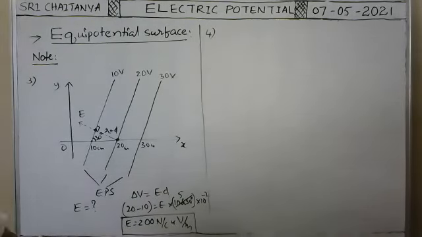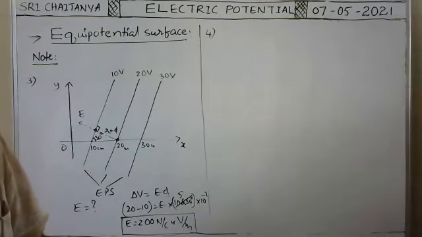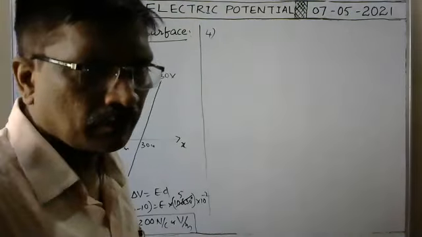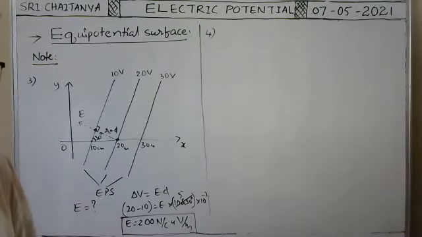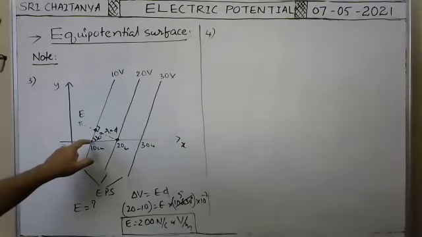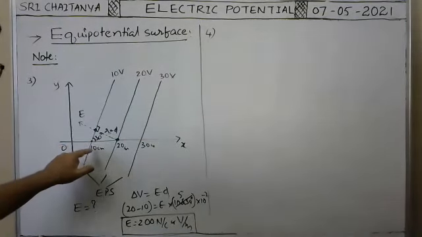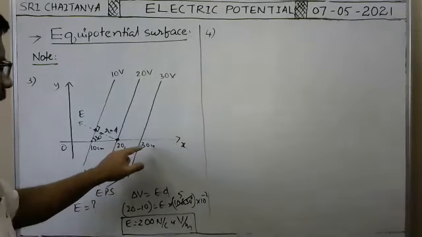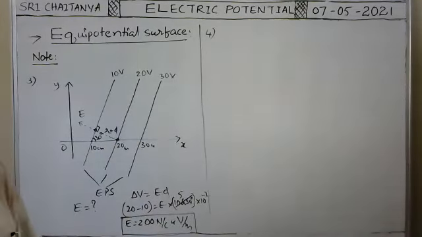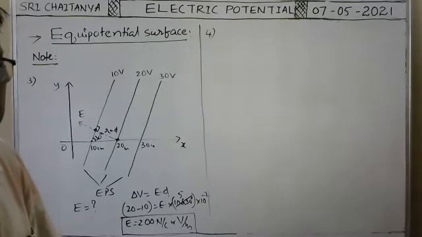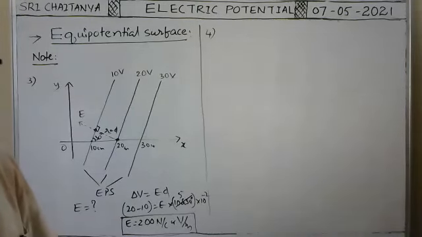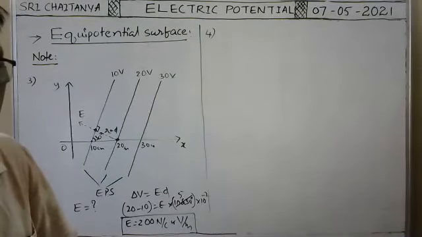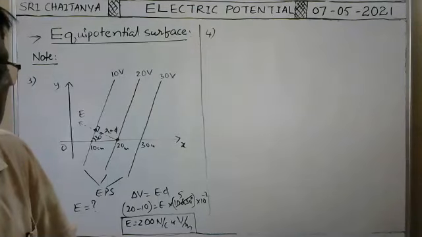Have you noted this one? Yeah, these are the distances. That means along the x-axis, this equipotential surface intersects the x-axis at a point 10 centimeter. It is 20 centimeter. It is 30 centimeter. Shall I go to the next point?